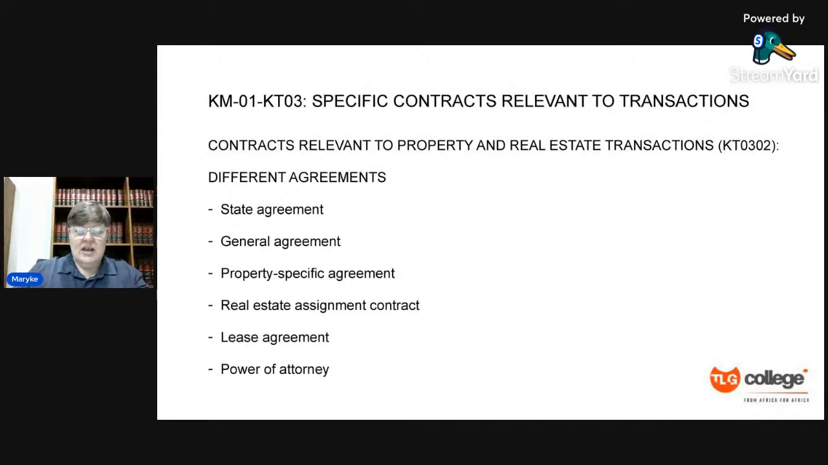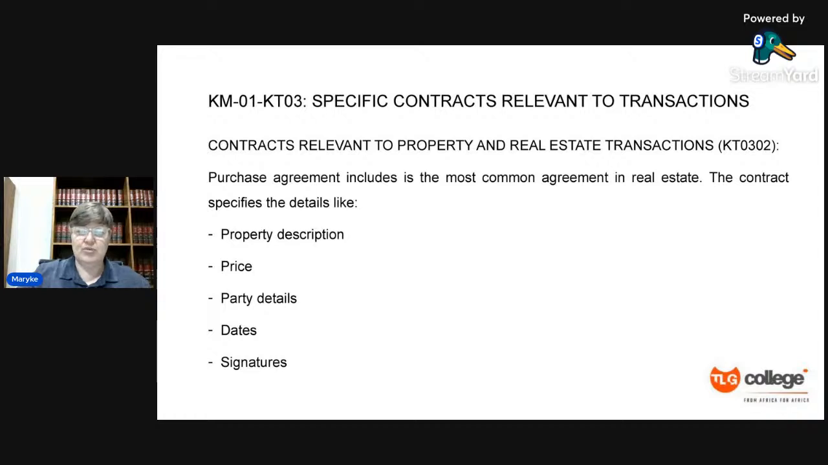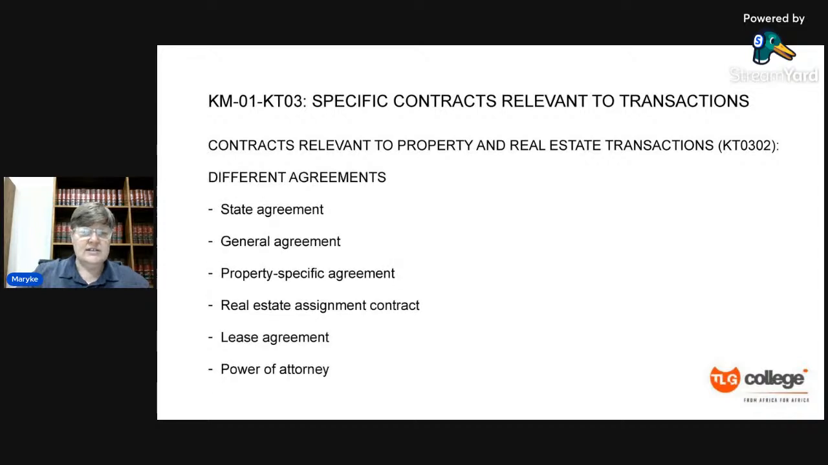If we look at agreements, it's also worth our while to have a look at the different types of agreements, because we do get them, and they are different, and we need to make sure that we can identify and use them correctly, right? So a real estate agreement is just a standard agreement between a purchaser and a seller where real estate is involved, right? So it's a very generic agreement, and it basically just states the things that we saw on slide number 40, or the previous slide, right? Property description, price, party details, dates, signatures. Normal standard agreement.